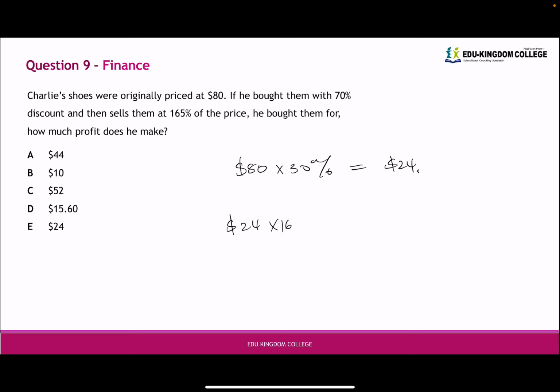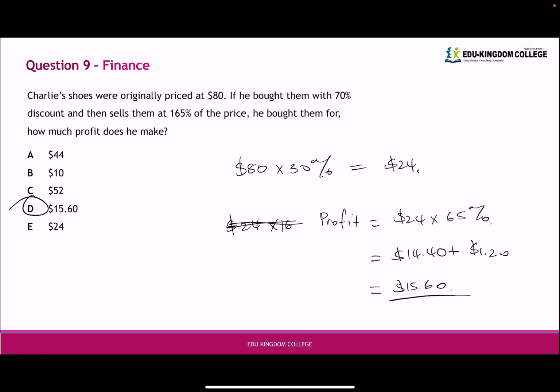To find the profit, we should do 24 times 65%. If we find 1/10 of 24, it's $2.40. Times it by 6, it's $14.40. I'm just splitting this up a little bit if you're getting confused. So I'm doing 60% and then 5%. So 60% was $14.40. 5% is just half of $2.40, which is $1.20. That should give you $15.60, which is D.